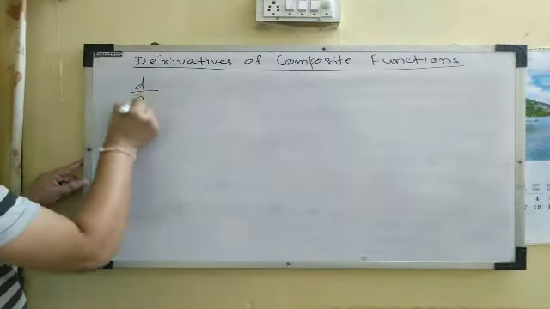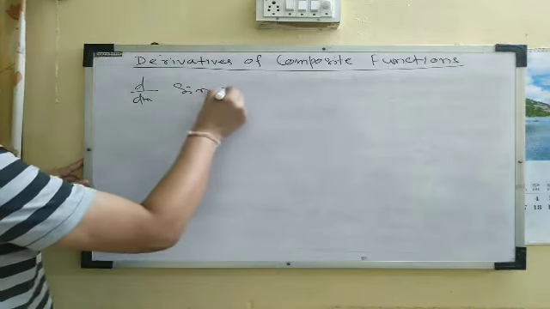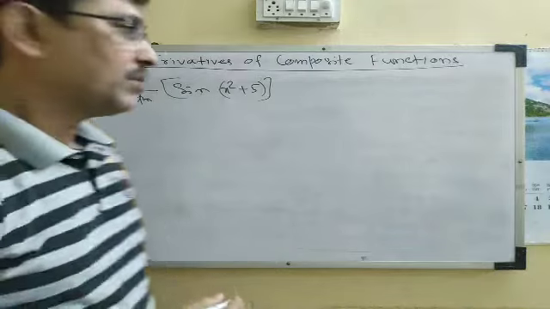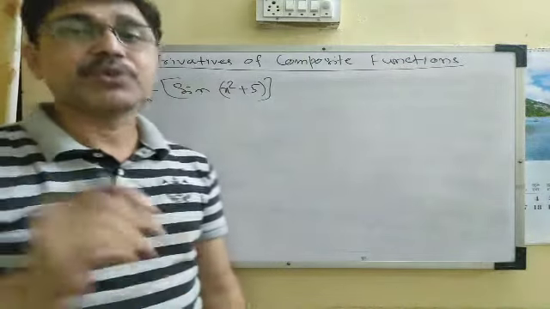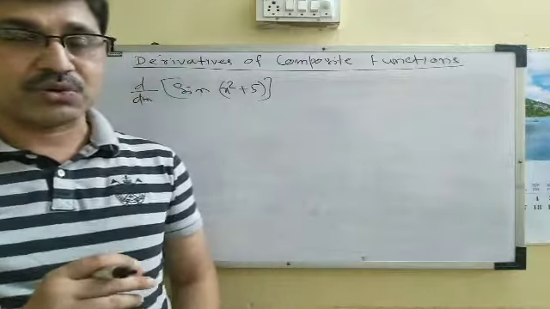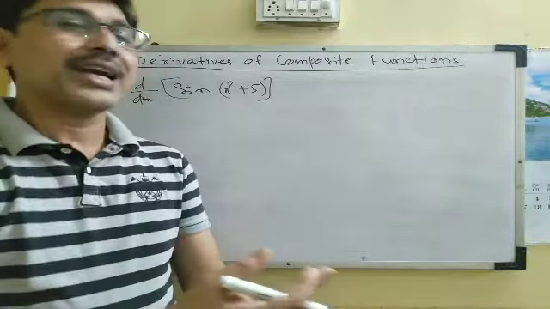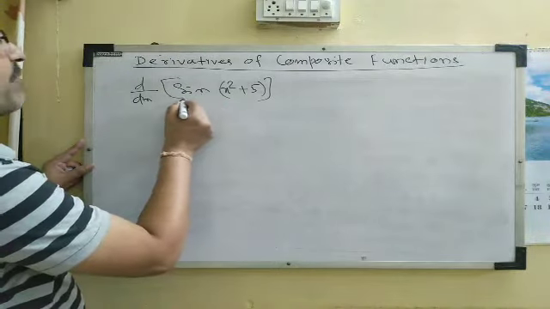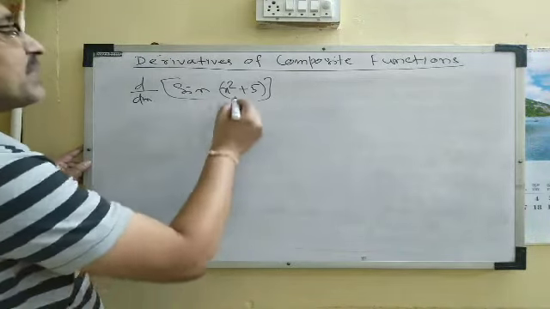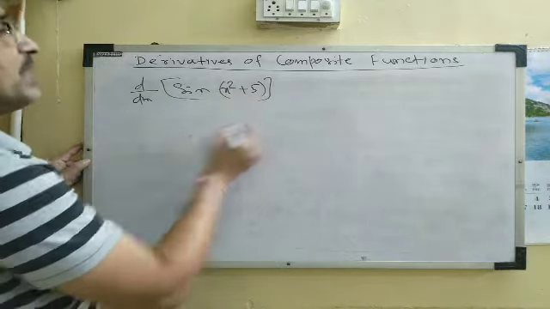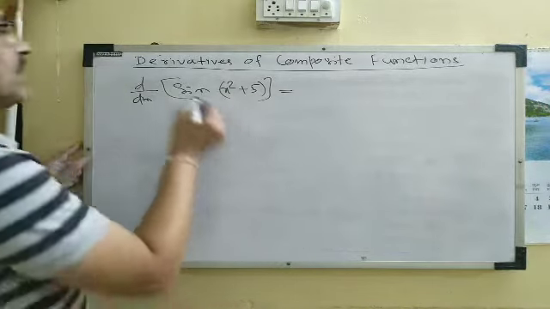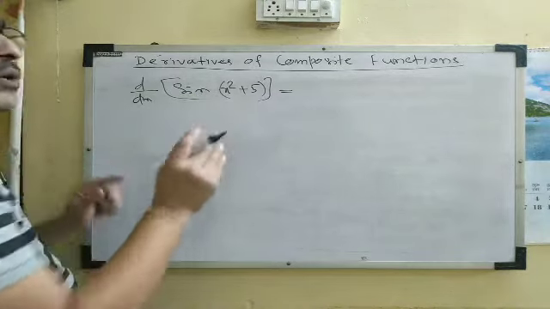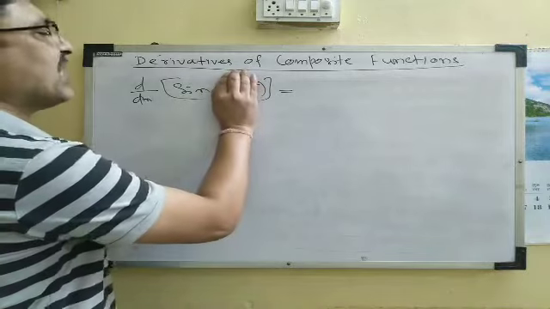Our aim is to find the derivative of sine of x square plus 5. The most important thing is that you have to properly identify f and g, which is the external function and which is the internal function. So f is this sin function, and g is this polynomial function x square plus 5. To differentiate this, what do we have to do? First we differentiate the sin function with respect to x square plus 5. With respect to x square plus 5 means you just think of this as x.